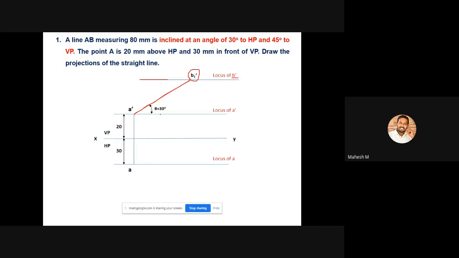So commonly you will be having a doubt. Here we have marked A dash, so we are marking it as locus of A dash. Here we are marking it as A, so we have named it locus of A. But in this condition, we are naming the point B1 dash. So why are we calling the line locus of B dash? The reason is that you will get the end point of the front view exactly on this horizontal line. For that condition only, we are naming it as locus of B dash.